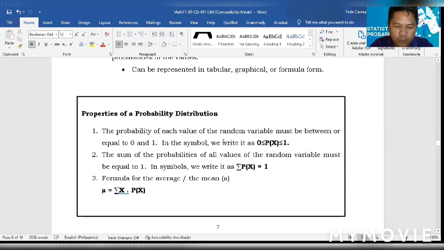Pag this topic, finding the mean, will be for the next module. But here, ini-include, so formula for the average, mean is equal to the summation of x times p of x. Meaning, i-multiply mo yung possible outcome doon sa probability, tapos i-add mo, get the sum, that is the mean of the probability distribution.